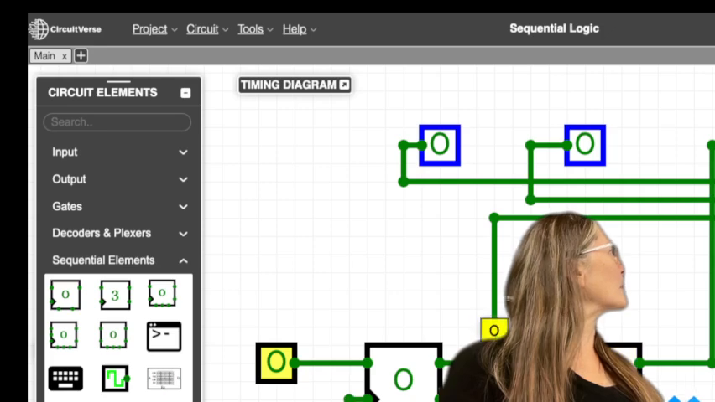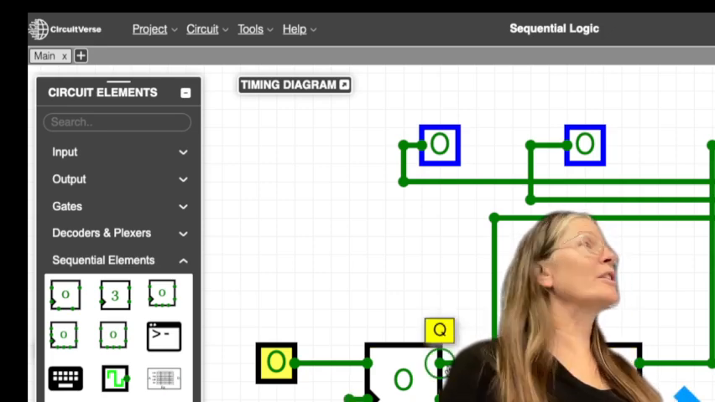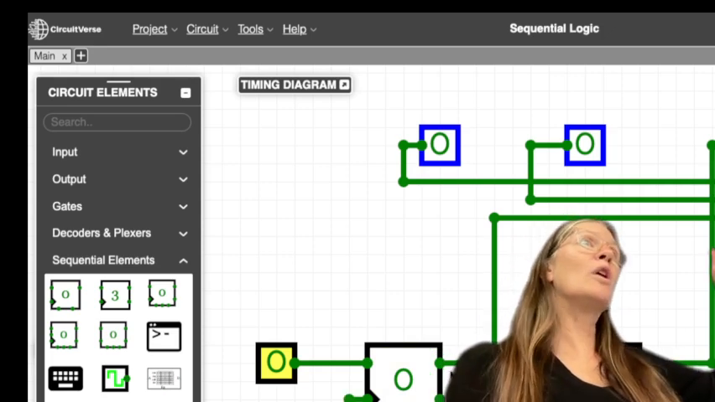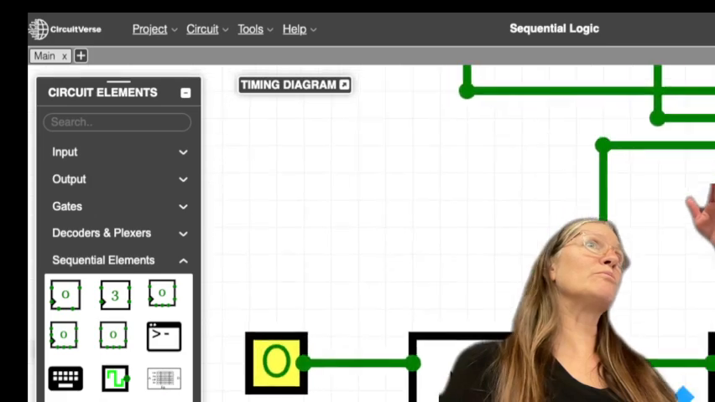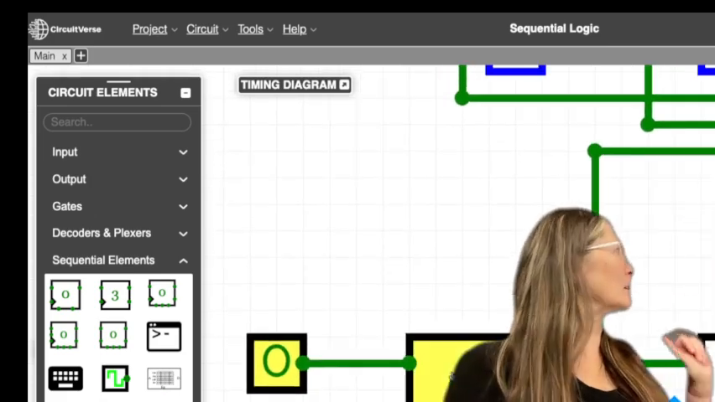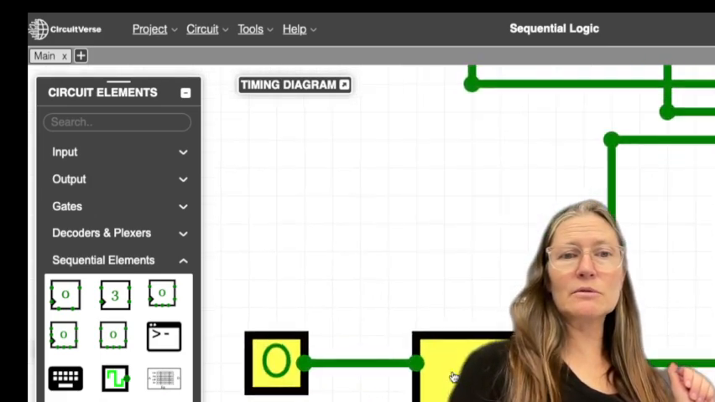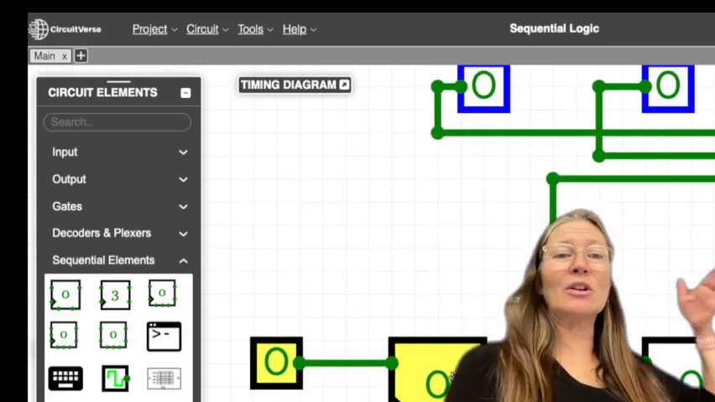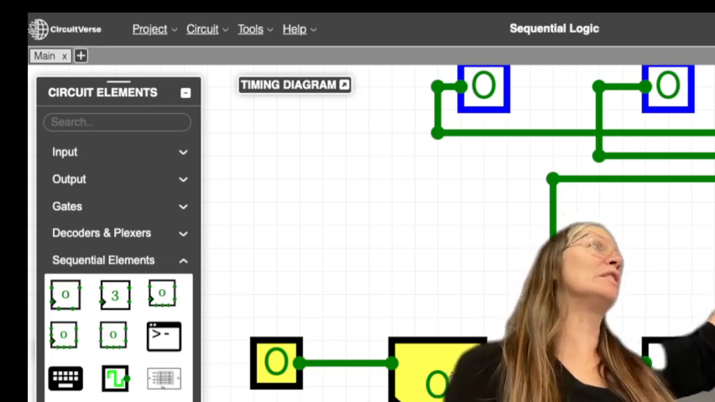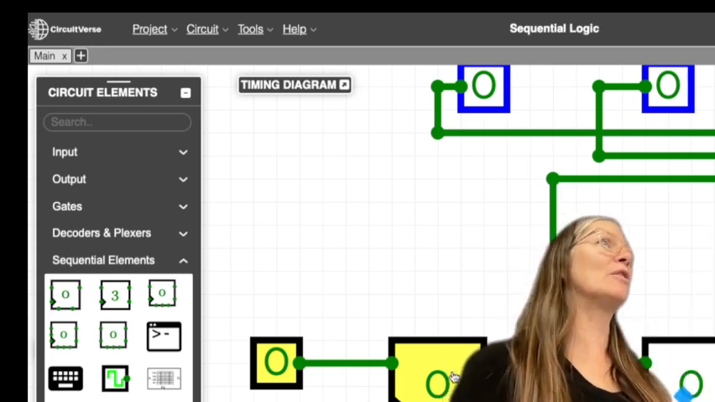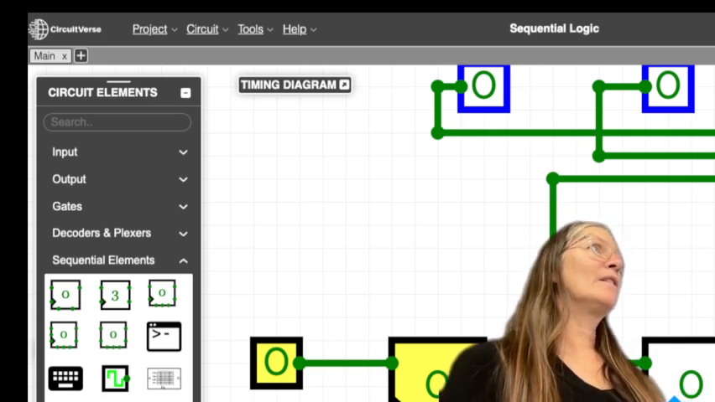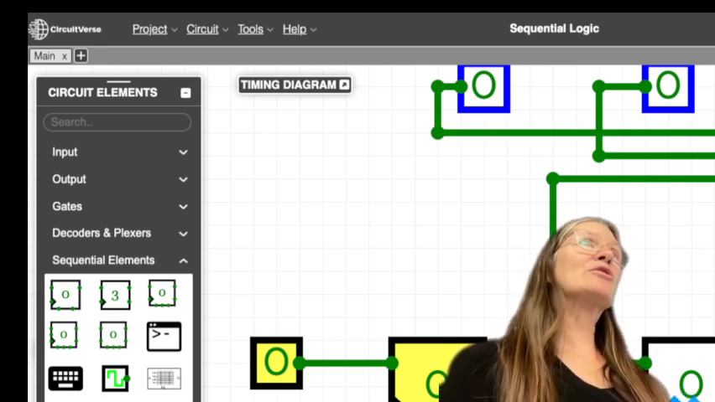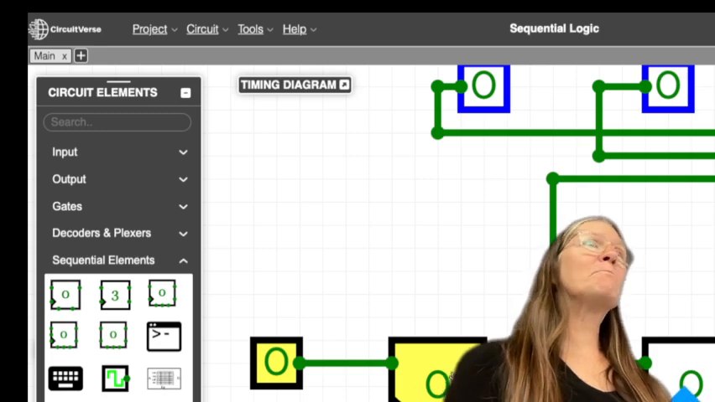Instead of shifting it, I would put them all in at once, and then read them out one at a time. That's parallel in, serial out. Sorry. And then parallel in, parallel out would just be all in at one time, and then I'd read the outputs all at once. Okay, any questions about this one?